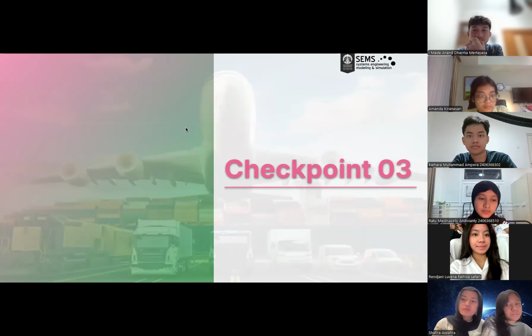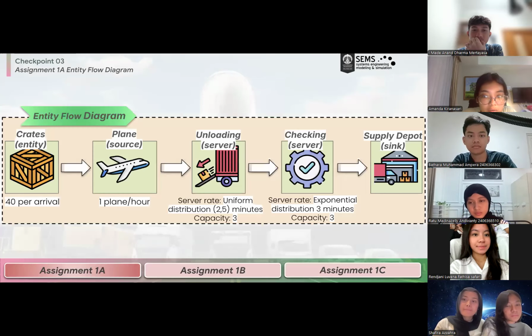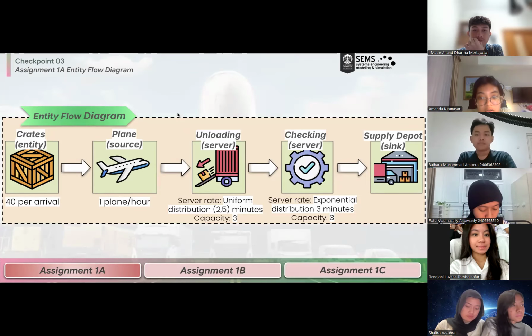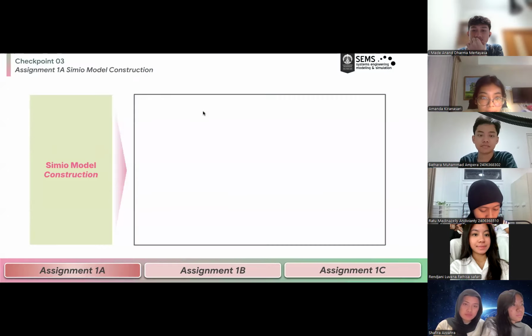For checkpoint 3, we have this entity flow diagram, which is 40 per arrival, 1 plane per hour, and we have server rates of uniform distribution and exponential distribution, and the supply depot.